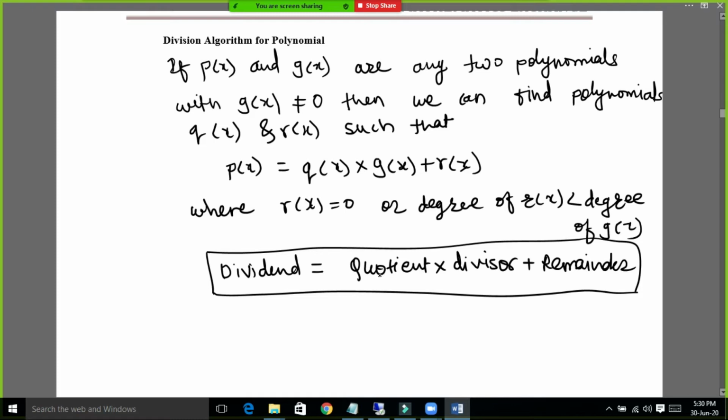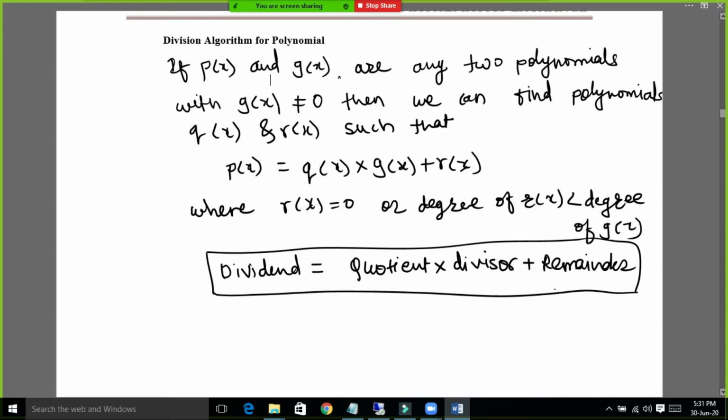So obviously your divisor and dividend are in terms of polynomials, and hence we have to consider the divisor and dividend as polynomials which are in terms of x or any other variable, and then the quotient and remainder may also be in terms of polynomials. So this is the basic formula, the division algorithm.